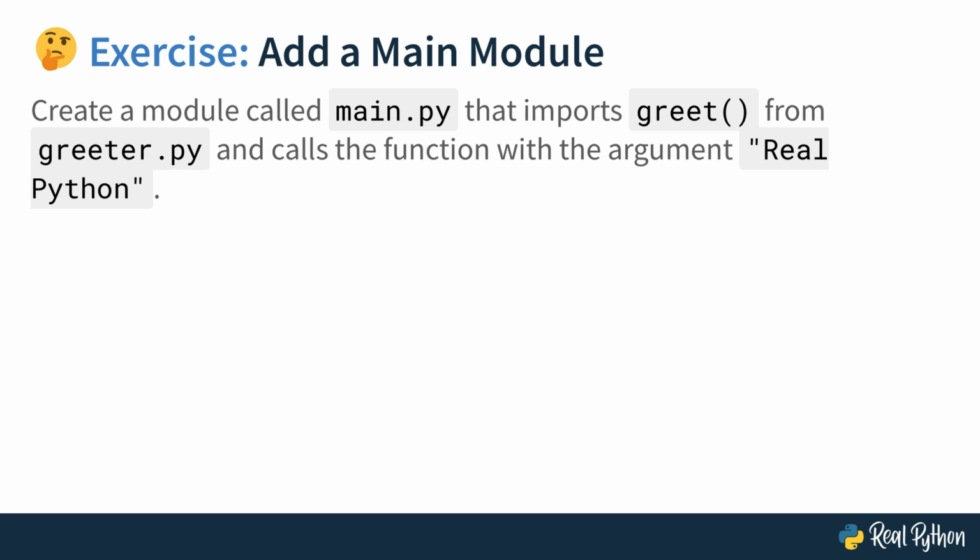Let's continue with the next exercise, adding a main module. Create a module called main.py that imports greet from greeter.py and calls the function with the string RealPython as an argument. So again, you can stop this video course for now and come back once you have your solution, and then you will see how I solve this exercise.